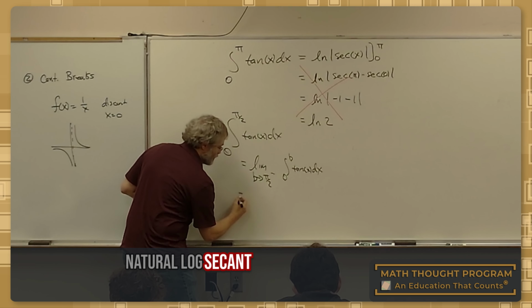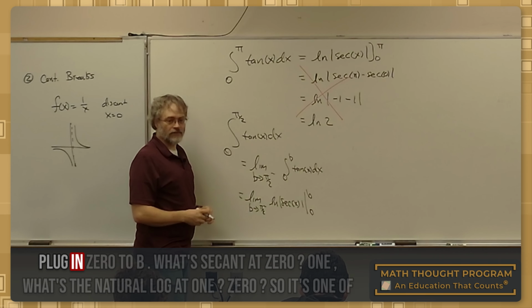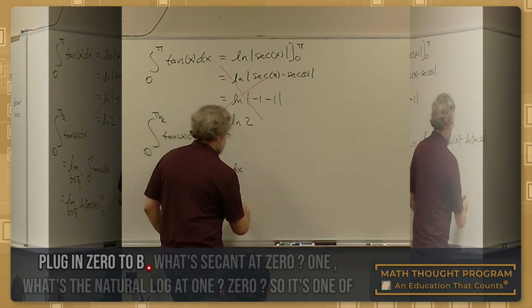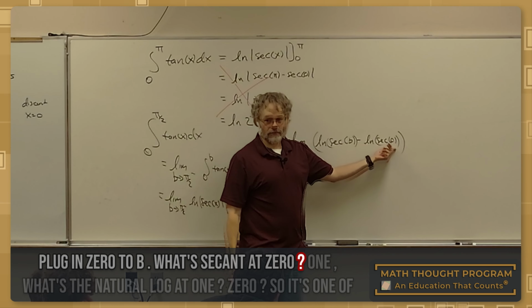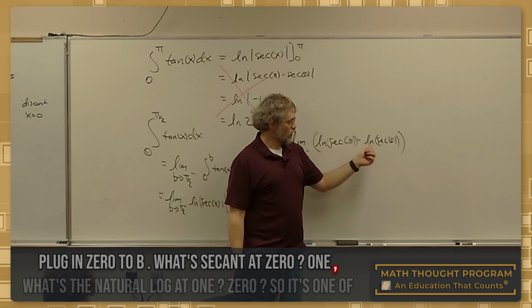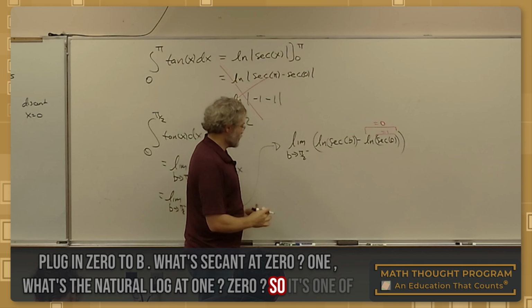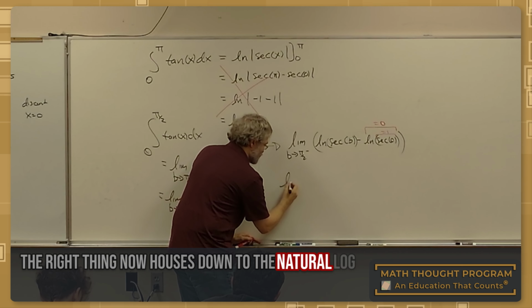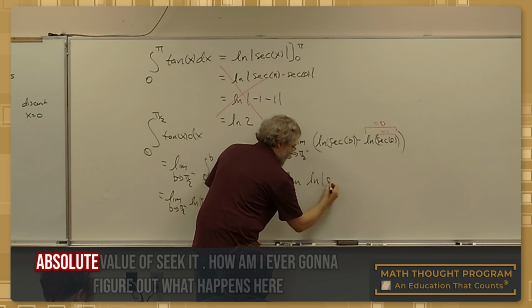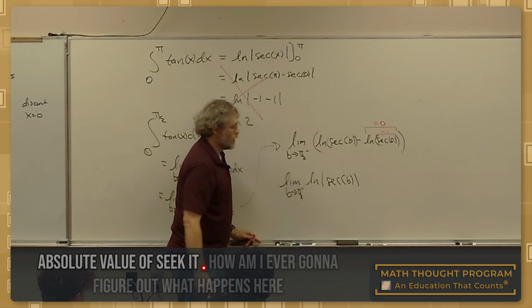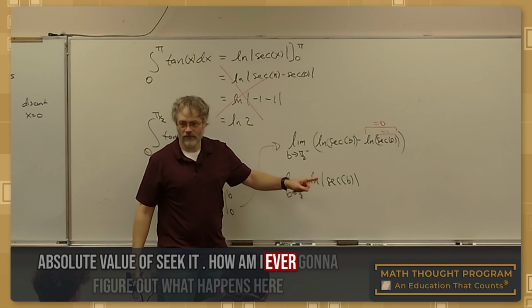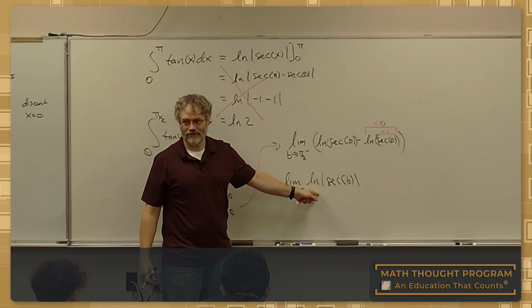Natural log of secant, plug in 0 to b. What's secant at 0? 1. What's the natural log at 1? 0. So this whole entire thing now collapses down to the natural log absolute value of secant b. How am I ever going to figure out what happens here?